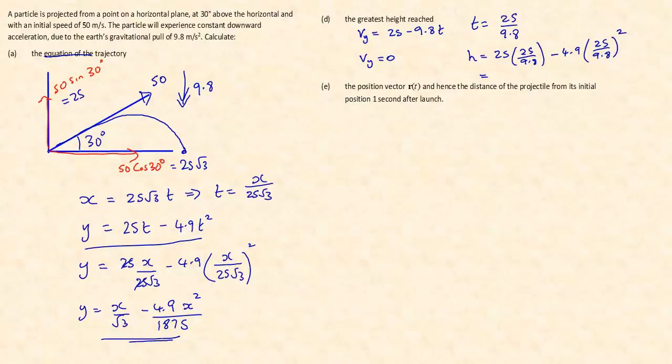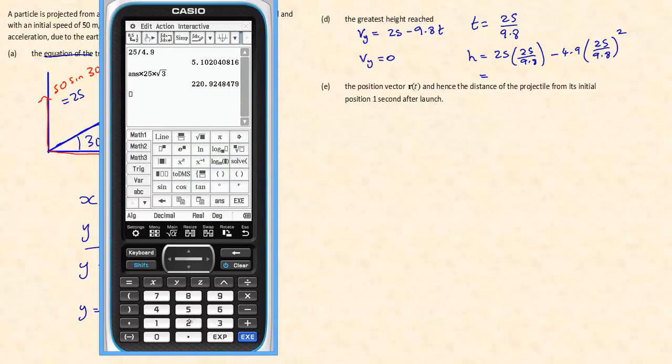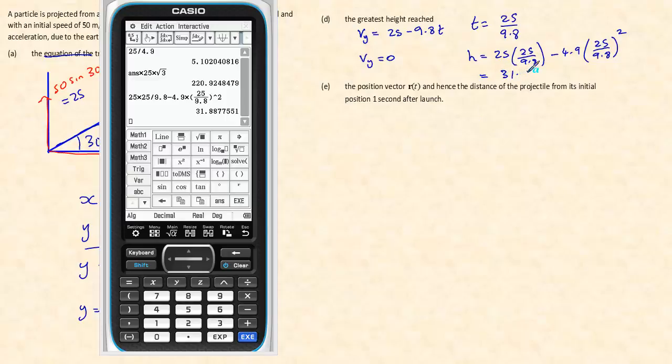Let's see what that comes to. So we have 25 times 25 divided by 9.8, take away 4.9 multiplied by 25 over 9.8 squared. That gives us 31.9 meters to 1 decimal place.